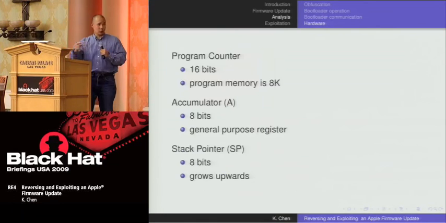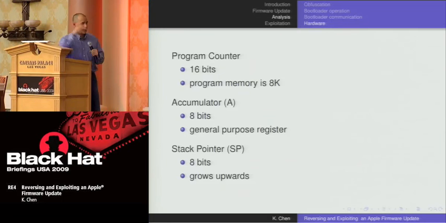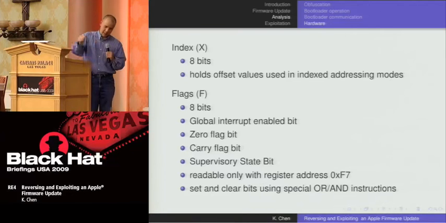Okay, so let's quickly look at the architecture of this thing. It has a 16-bit program counter. You can't have an 8-bit one, obviously, otherwise you can't address all the memory. You have an 8-bit accumulator used as a general purpose register, and an 8-bit stack pointer. The stack on this architecture grows upwards. Then we have an 8-bit index register that you use to index into various things, and a flags register that is also 8 bits.